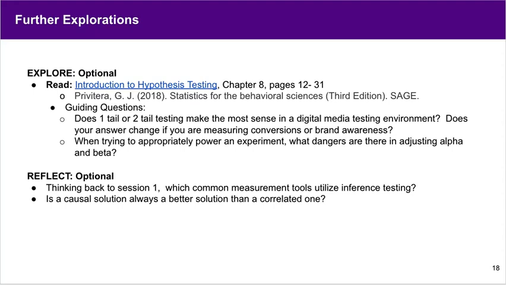But the reflections over this week will help you actually prepare for next week as well. Think a moment about common measurement solutions that use causal inference. We referenced a lot of these back in our first session. Is causal always the better solution? Correlation doesn't equal causation, but does that mean that correlation is worthless? We'll talk a lot more about these next week as we go into model optimizations. So spend a moment and please think through these. I think it will help you prepare as we go into this next session next week on model optimization.